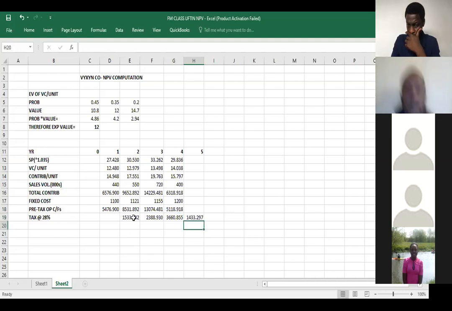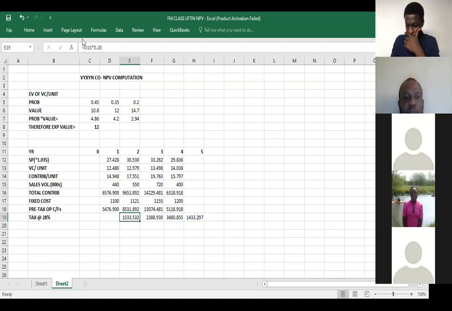So we can make them negative figures. We're not comfortable with this, so we can go and put our negative there. I should have done that earlier. So negative.